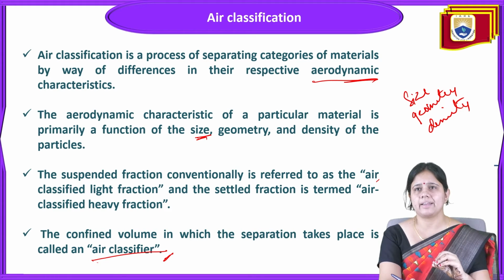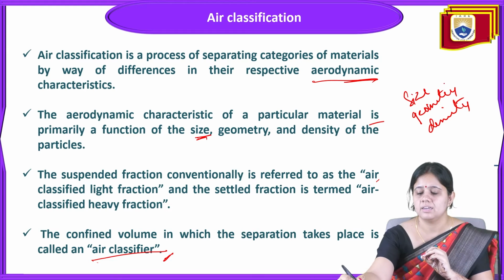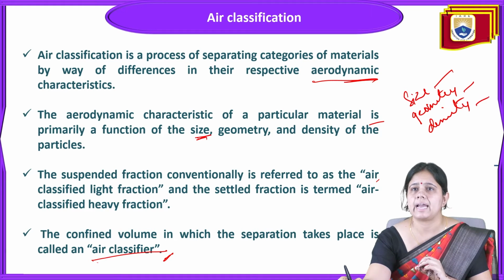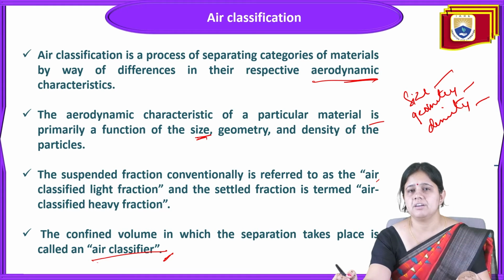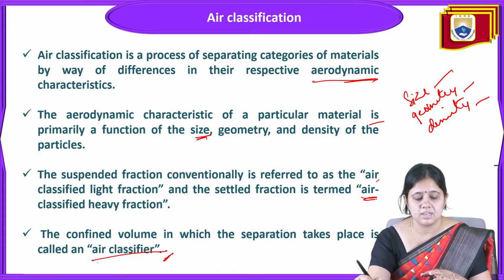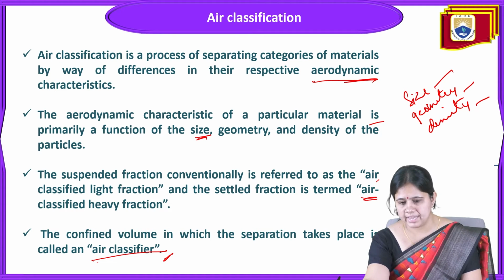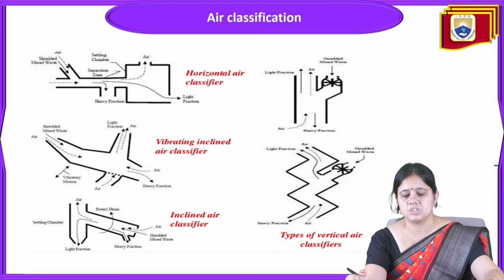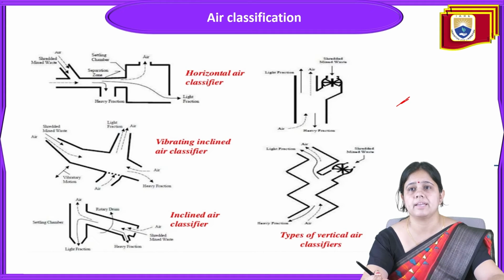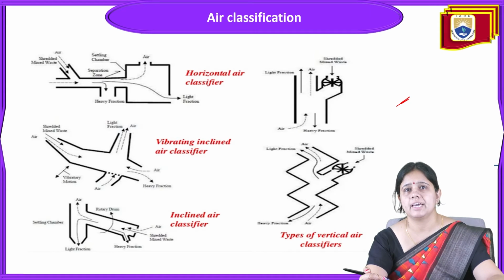It separates categories of material by way of differences in their respective aerodynamic characteristics, and the aerodynamic characteristics of a particular material are related to the size, geometry and density. The suspended fraction is conventionally referred to as the air classified light fraction, and the settled fraction is called the air classified heavy fraction. So this is all about air classification. You can see the picture. This is the explanation of this air classification.